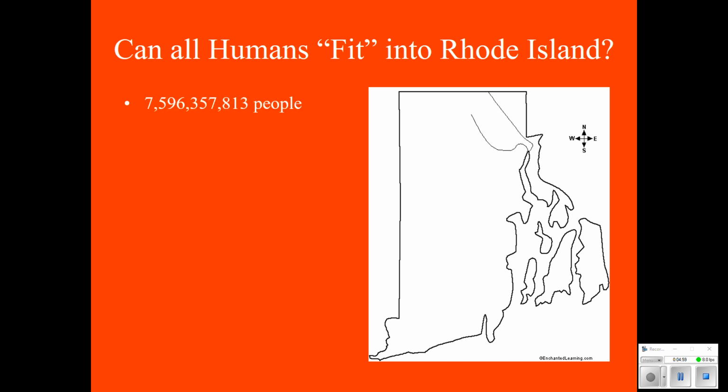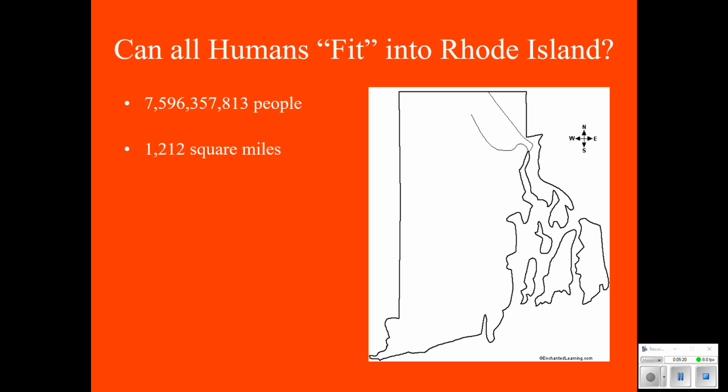So if we do the statistics, and I looked this up just the other day, 7,596,357,813 people. But of course, in the time it took me to say that number, we know that people have been born and people have died. Population numbers are constantly changing. They're unreliable. But let's assume that number.